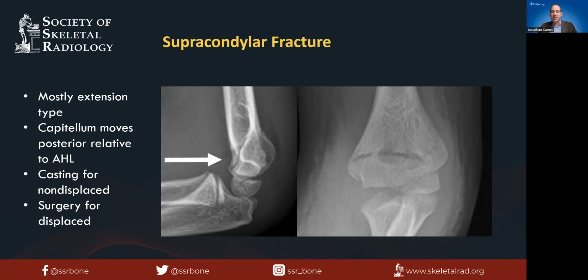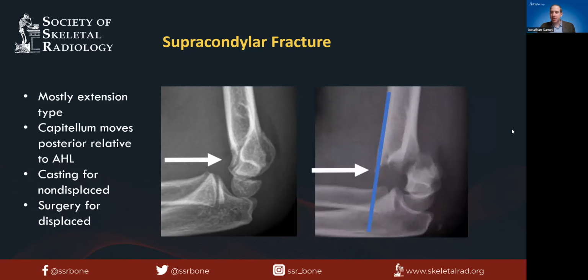If it is non-displaced, then these can be treated with casting. Sometimes on the AP view, you'll see a transverse fracture line, but often you may not. And this is an example of a significantly displaced supracondylar fracture where the anterior humeral line is clearly anterior to the capitellum.